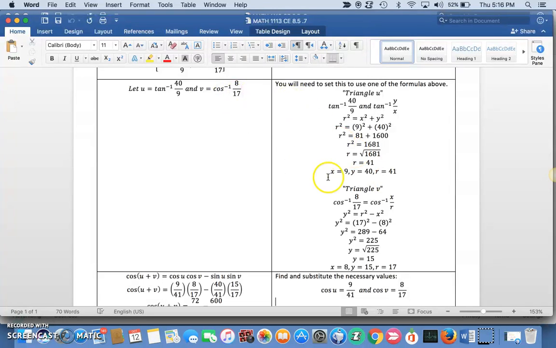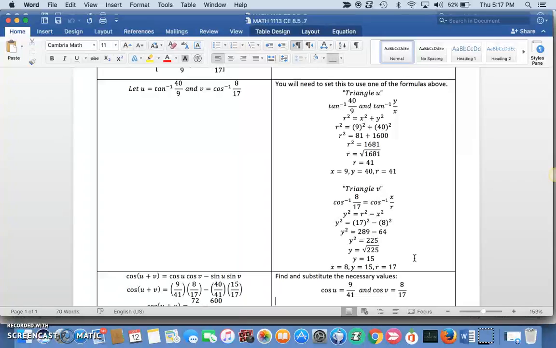Inverse cosine of 8 over 17 defines the angle. So it would be x over r. Plug into the Pythagorean theorem. You are looking for a leg, not the radius, so you're going to have to subtract. 17 squared is 289. 8 squared is 64. 289 minus 64 is 225. Take the square root of both sides, and y is equal to 15. So we've established it: x is 8, y is 15, and r is 17.